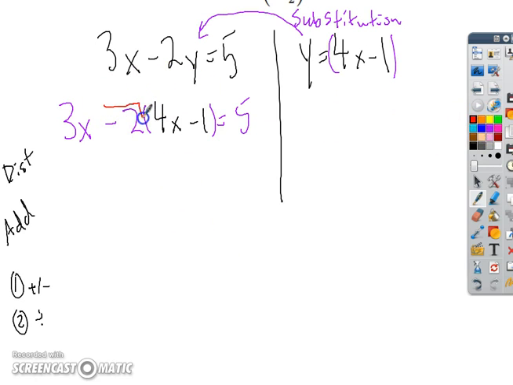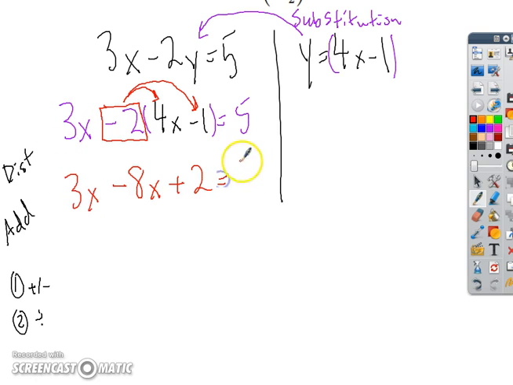So I'm going to put a box around this negative 2 to remind myself that there's a negative. So it's negative 2 times 4x as well as negative 2 times negative 1. Negative 2 times 4x is negative 8x. And then negative 2 times negative 1, a negative times a negative is a positive, plus 2. So these are the two terms, 2 times 4 is 8, and 2 times 1 is 2, that I got from distributing. And I still have this 3x out in front, and it's still equal to 5. So that was my first step, distributing.